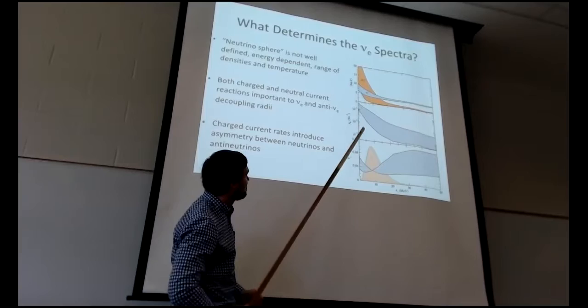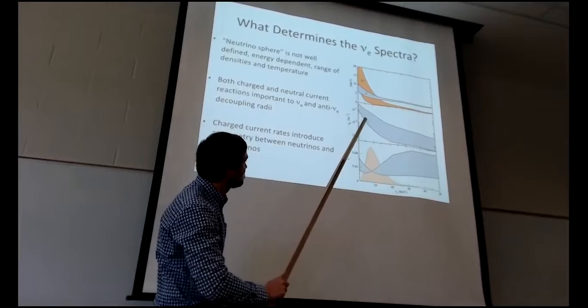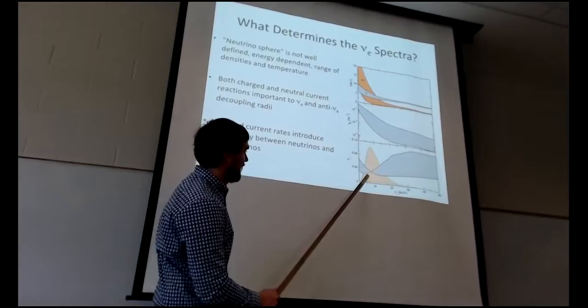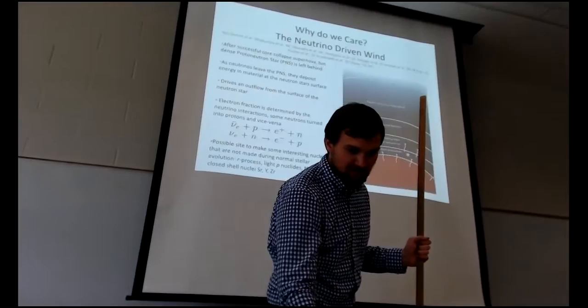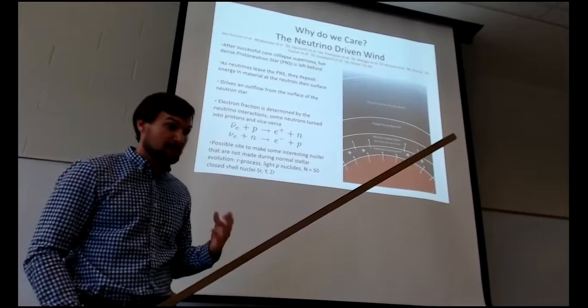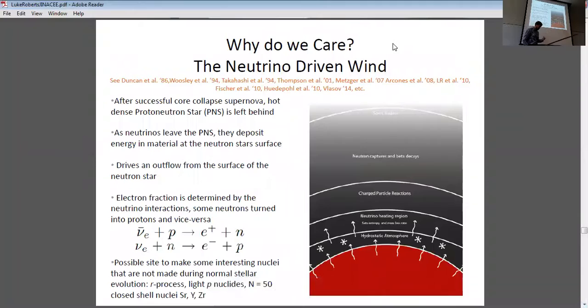But some of these densities, especially for the lower energy neutrinos, can be quite high. So you might expect that nuclear reactions might take place somewhere there. And they decouple at relatively low Ye for the neutrons. And so, like I said a second ago, the reason this difference between these neutrino spectra is interesting is that it impacts what the composition of the innermost layers of this core-collapse supernova are.